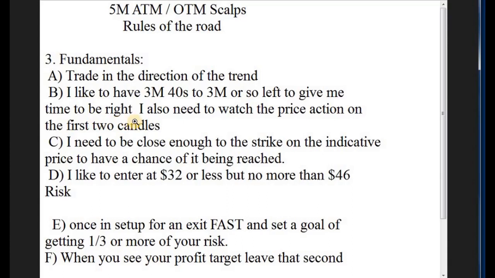Okay, proximity. I need to be close enough to the strike and have a realistic chance of getting to the strike within the minutes that I have allotted to me left in the contract.